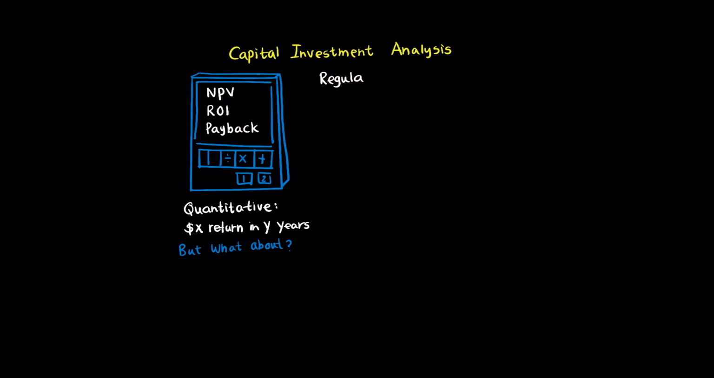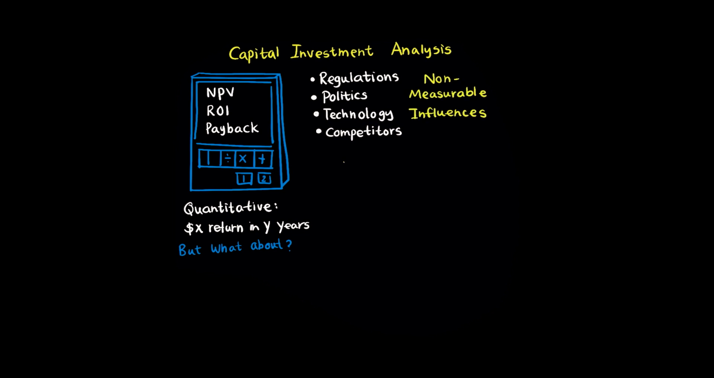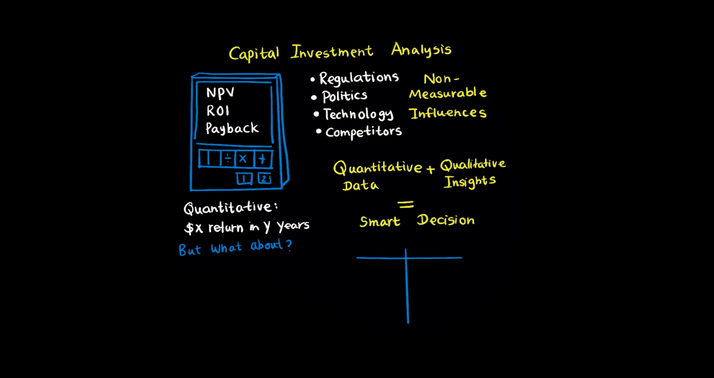Political changes that could impact trade? New technologies that might make your investment obsolete? Competitor moves that aren't yet visible? These non-measurable influences can make or break an investment. They're not numerical projections or mathematical calculations. Those are what the numbers already cover. They're the qualitative factors that spreadsheets can't capture. Smart investment decisions combine both.